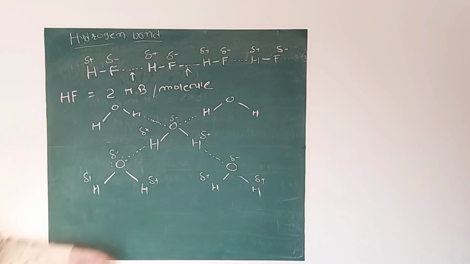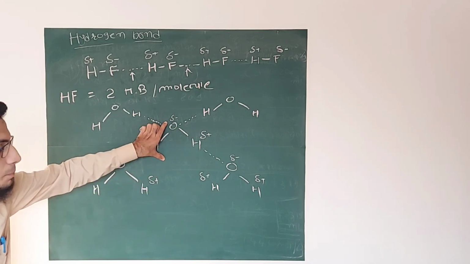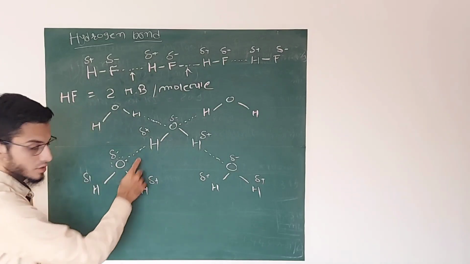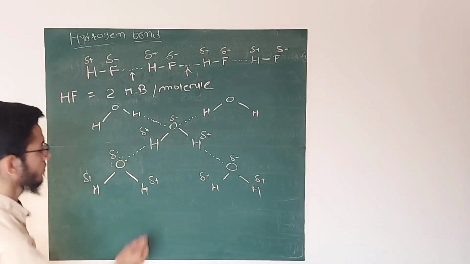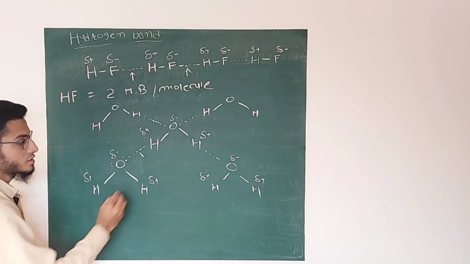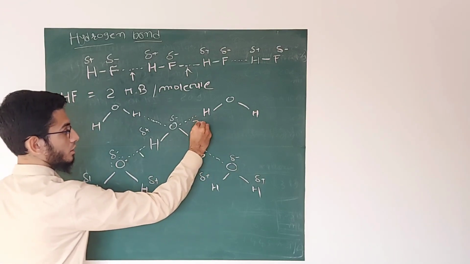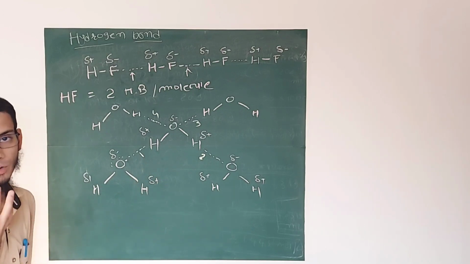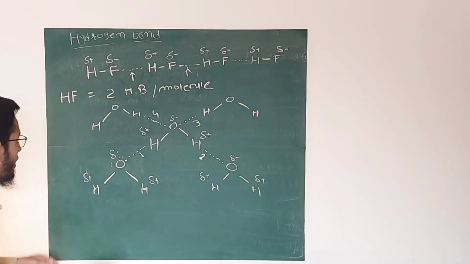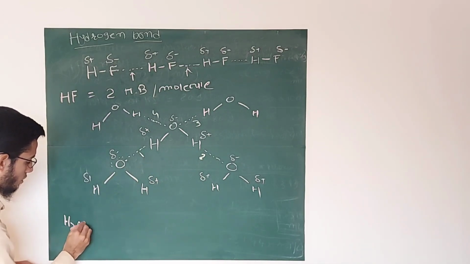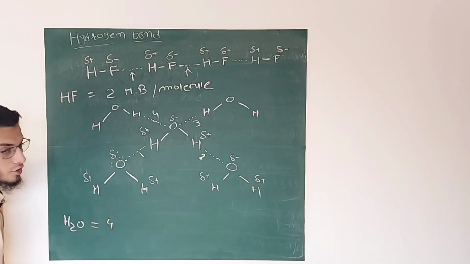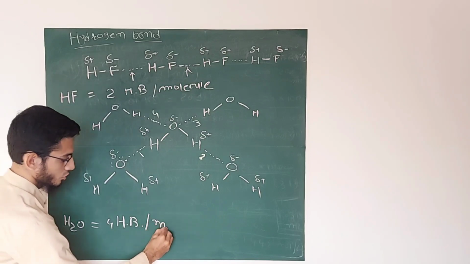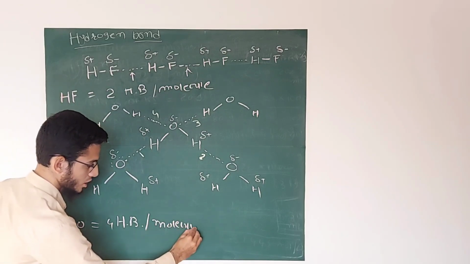You can see that the water molecule can make four hydrogen bonds. First is this, then second, then third, and then fourth. So the water molecule can make four hydrogen bonds. So we can write that for H2O, there will be four hydrogen bonds per molecule. Remember this, it is very important.